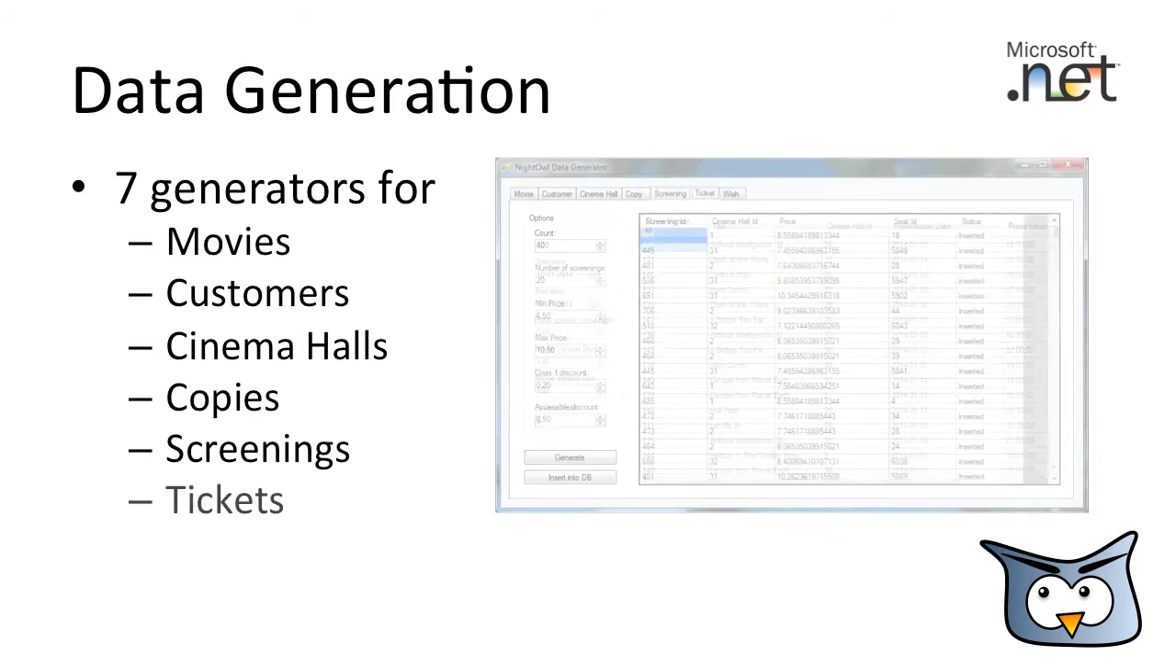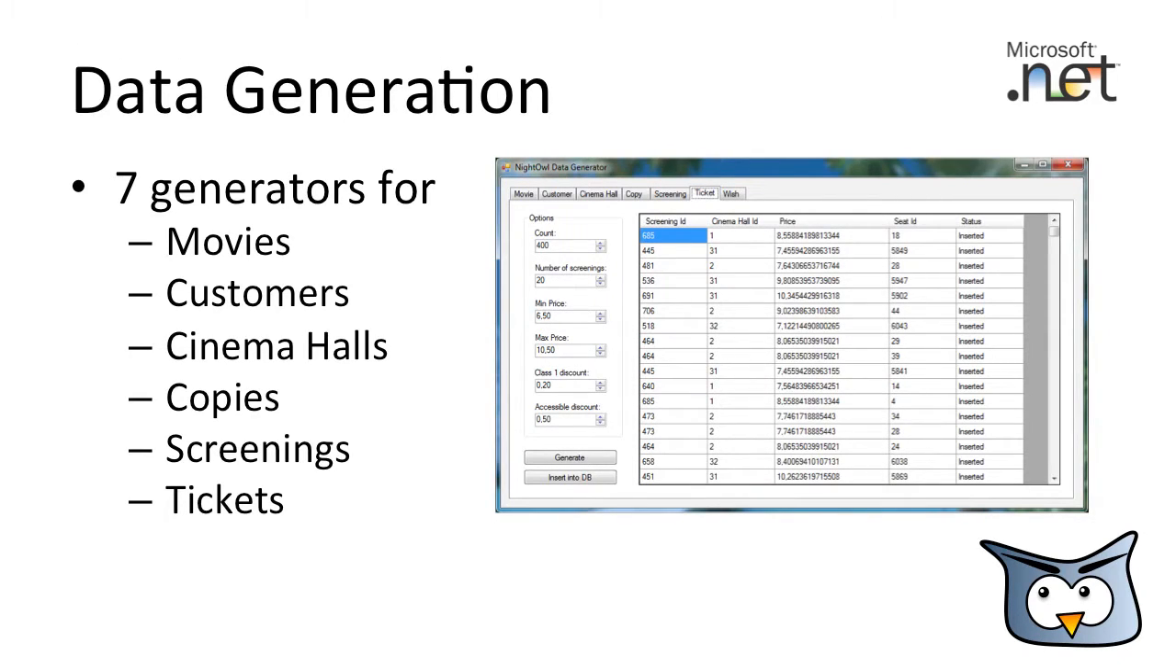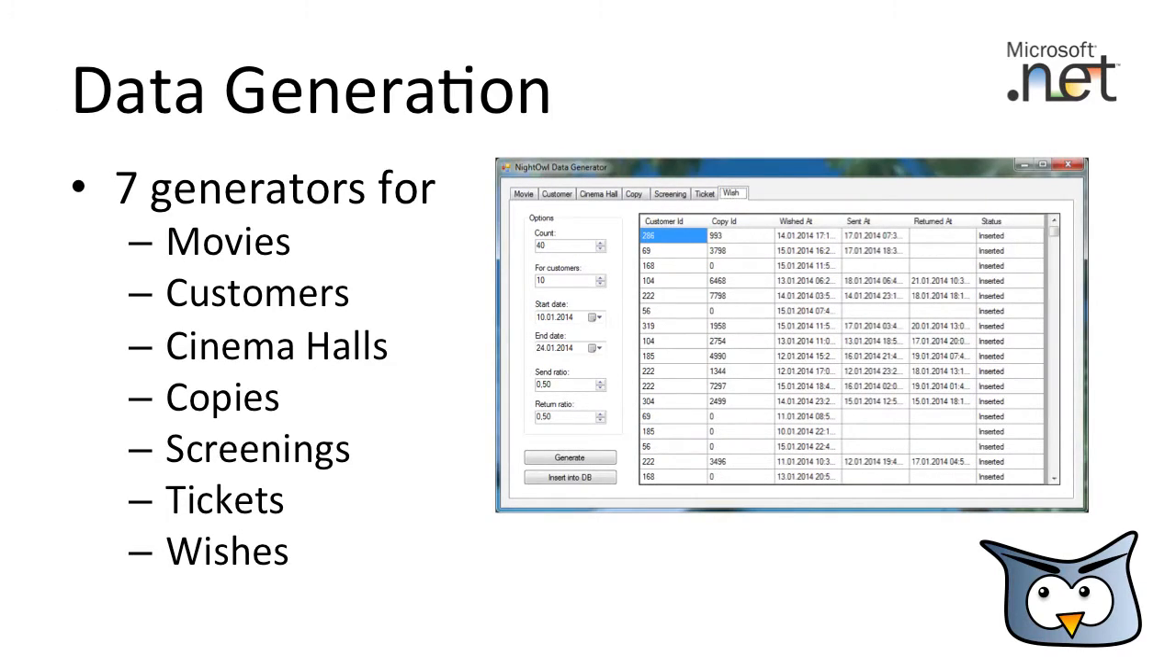Furthermore, the ratio of special movie nights can be chosen. The ticket generator creates an arbitrary amount of book tickets limited to a number of randomly chosen screenings. The ticket's price range can be specified, including discounts for different seat classes. Finally, the wishes can be populated.